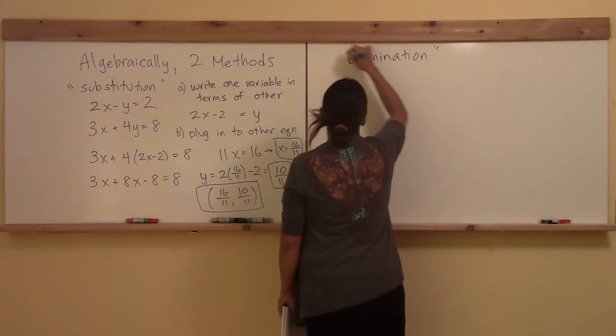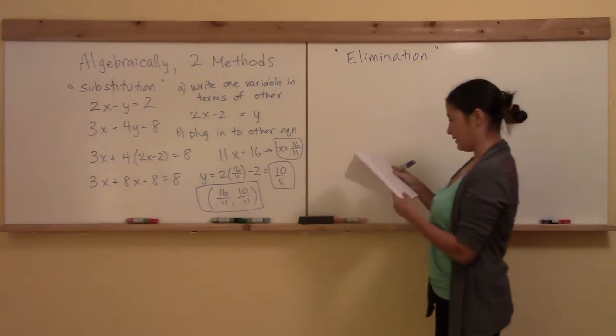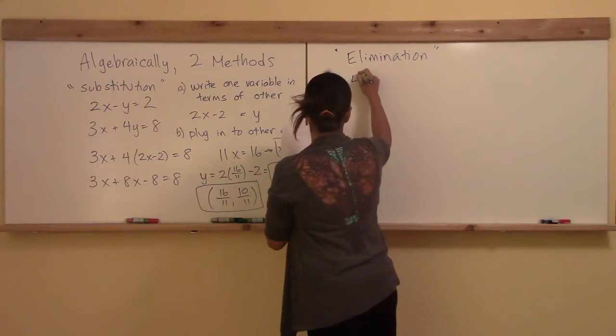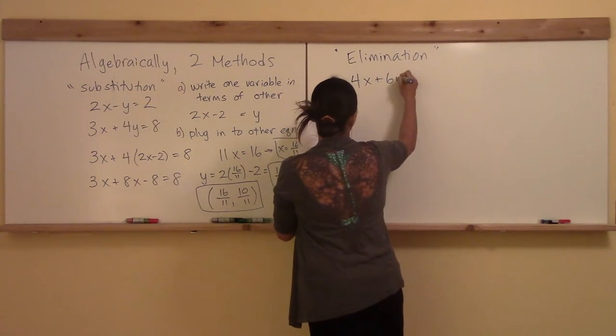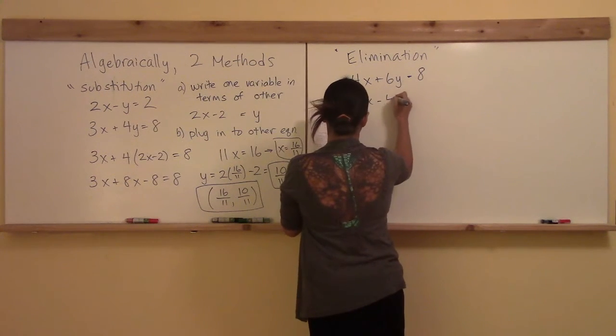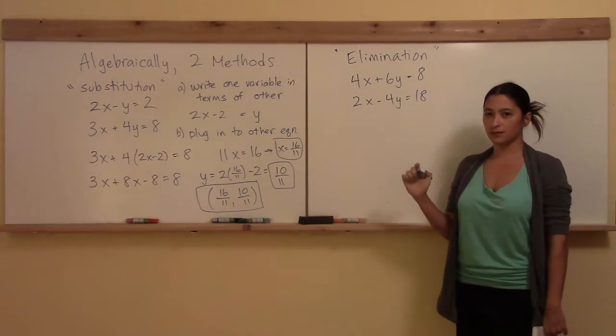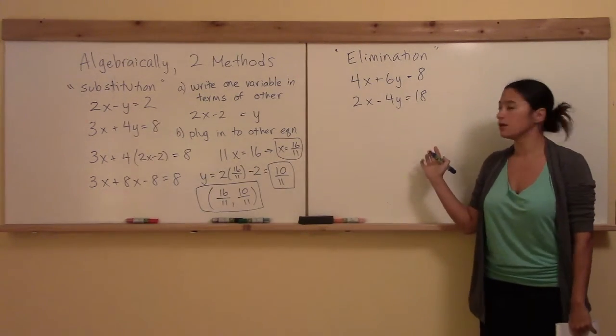So the other method, method number 2, is called elimination. Let's see, I'll get another example for us here. Let's say we have the system 4x plus 6y equals 8, and also 2x minus 4y is equal to 18. Again, you can see we've got two equations with two unknowns here.